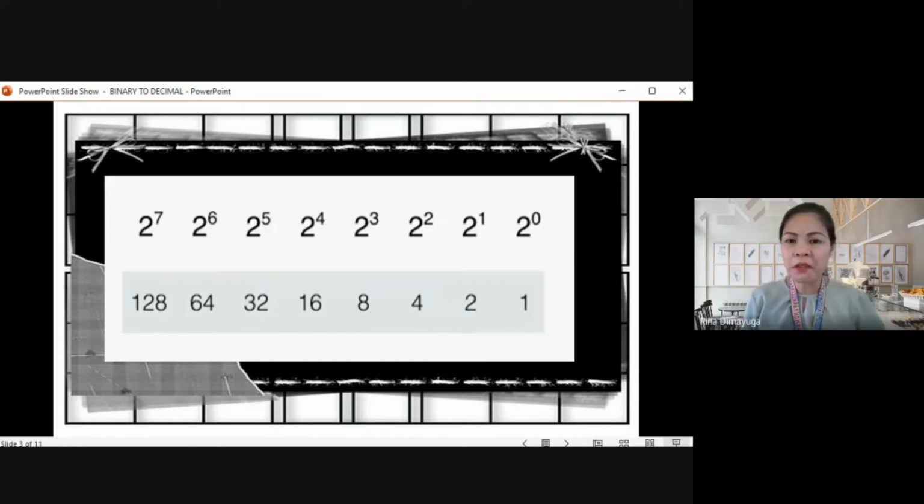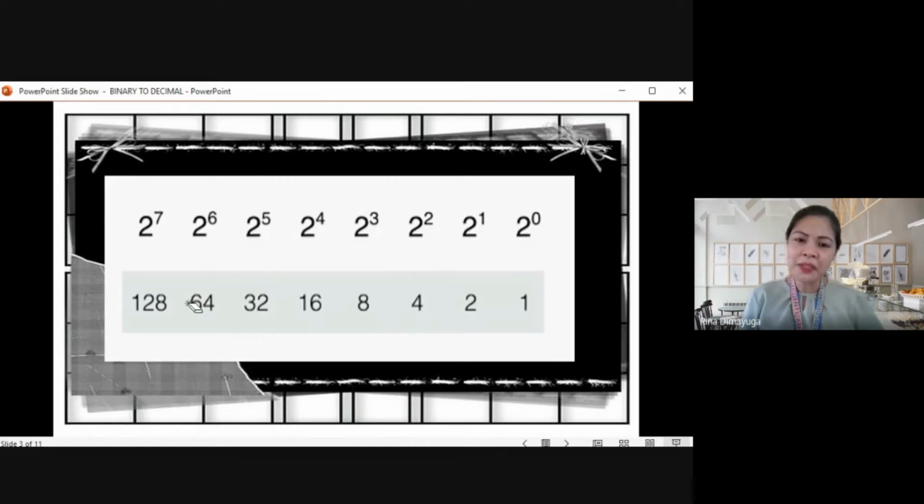And here is the power of 2. 2 raised to 0 will be 1. 2 raised to 1 will be 2. 2 raised to 2 will be 4. 2 raised to 3 will be 8. 2 raised to 4 will be 16. 2 raised to 5 will be 32. 2 raised to 6 will be 64. And 2 raised to 7 will be 128. Now you know from where these numbers came from.